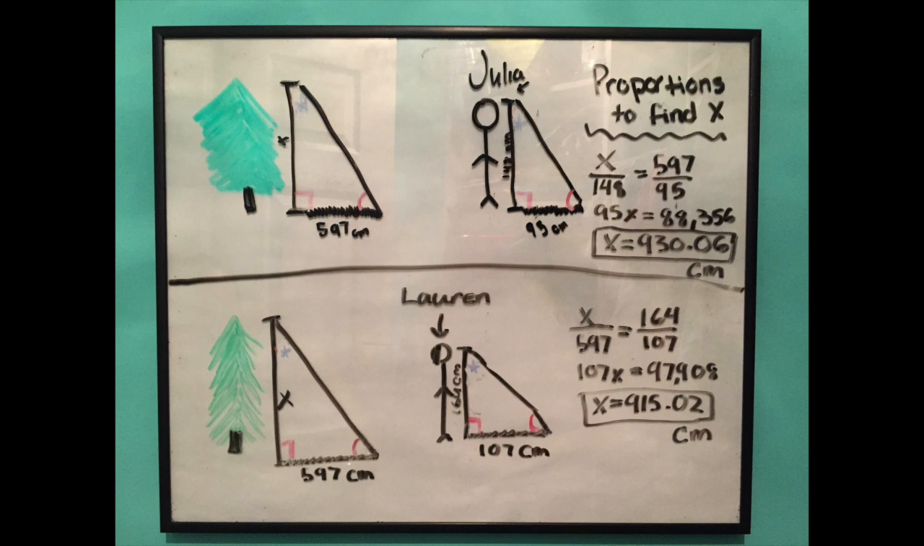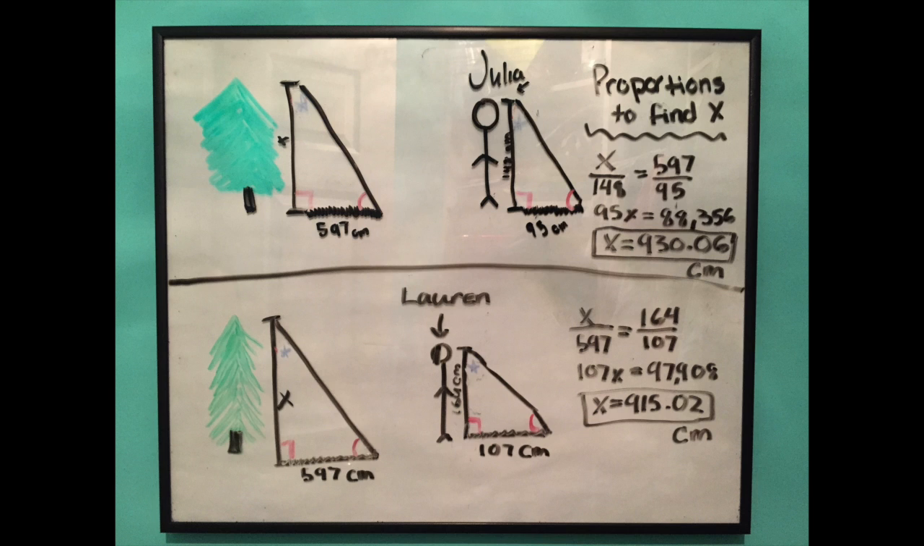After cross-multiplying, getting 95x equals 88,356, we solved for x to get the height of the tree as 930 centimeters. Then we created the proportions the same exact way we did Julia's, and we got x equals 915.02 centimeters for the height of the tree.